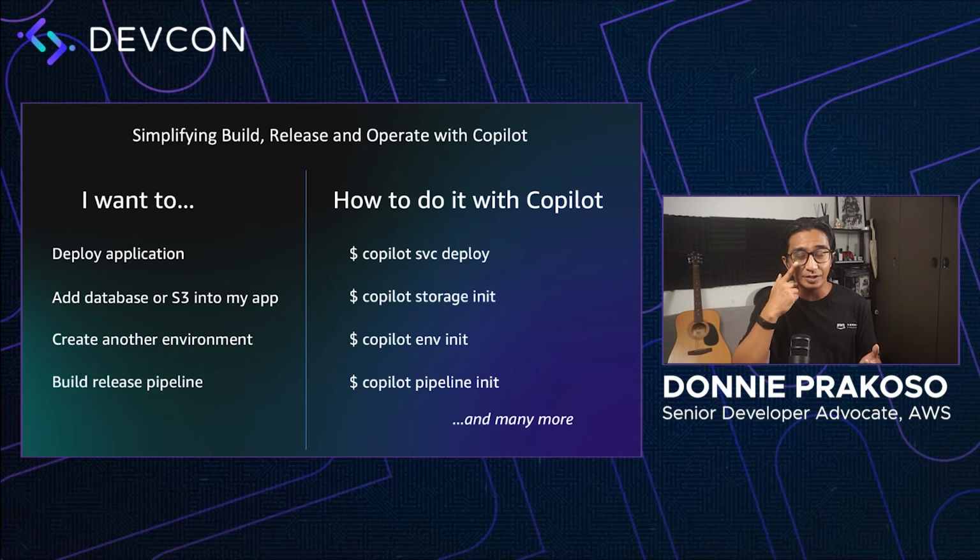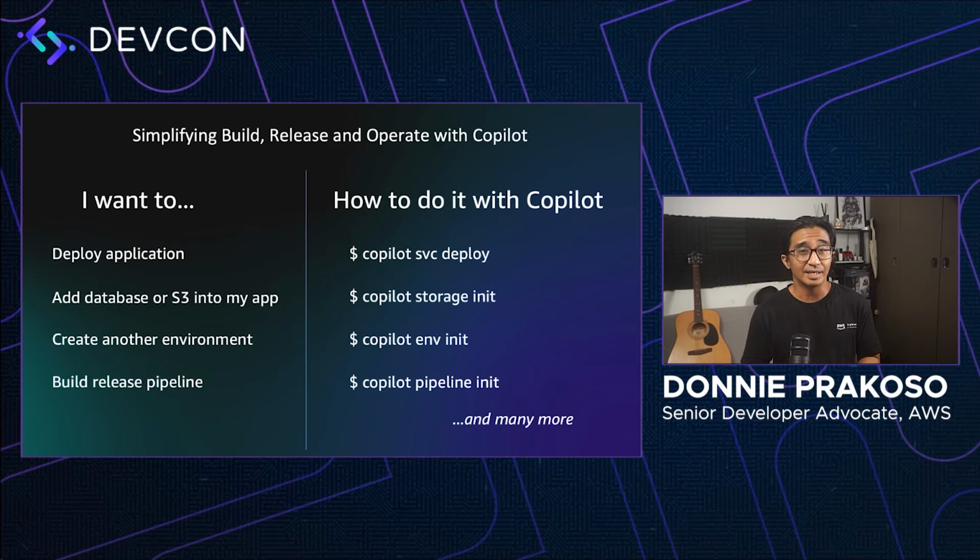And if I need to create an environment, like in my case, staging and production, all I need to run is copilot env init. With the default configuration, it will create a VPC for us with 2 public subnets and 2 private subnets. And the beauty of this is that I don't need to configure them manually one by one. That's helping me to avoid any conflicts between one environment and another environment.